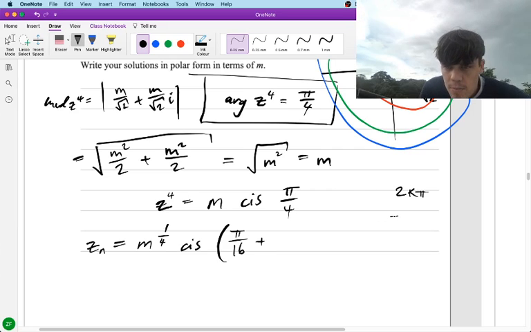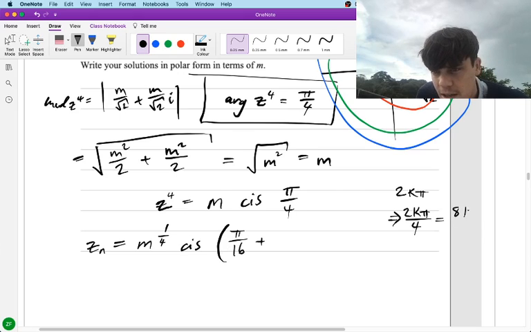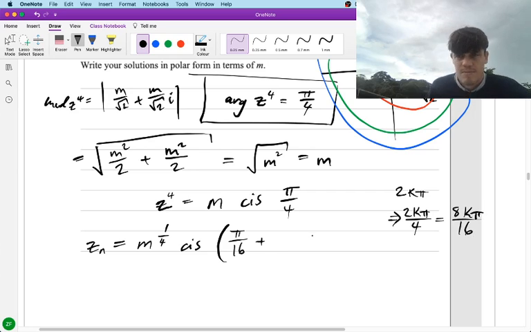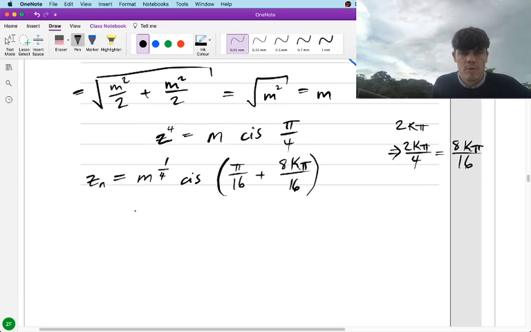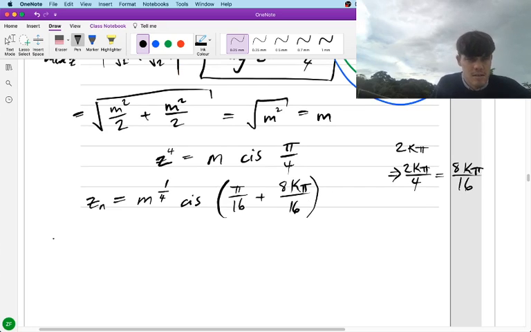So now, 2k pi, we have to divide that by 4. When we divided this by 4, we have to do the same thing. So that becomes 2k pi over 4. We want to make it like this one here, so I'm going to multiply that by 4 again and make it 8k pi over 16. That just makes it way easier to deal with. That will give us all of our solutions if we plug in some values for k. We're going to go from k equals 0 up to k equals 3, which will give us 4 solutions.